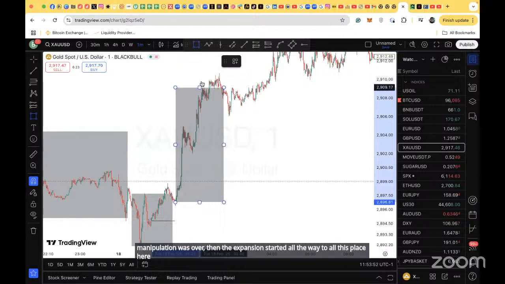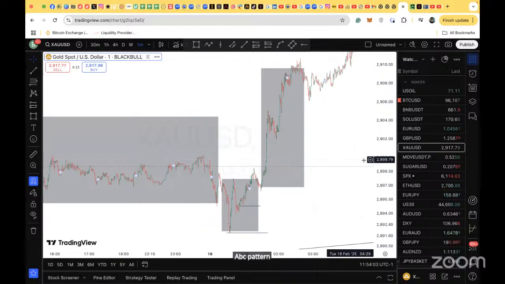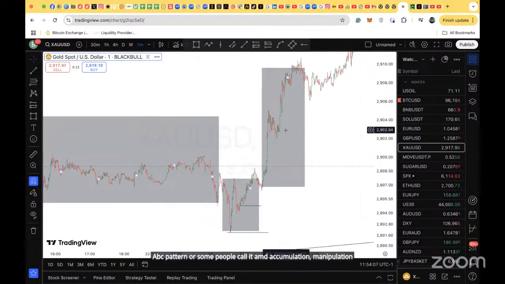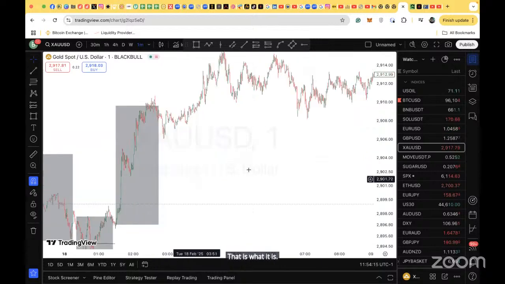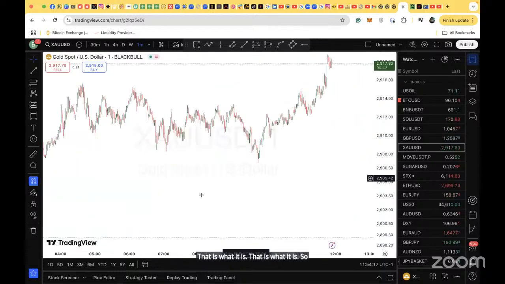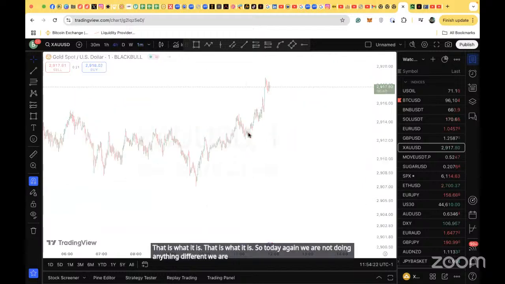So this is a full typical ABC pattern, or some people call it AMD: accumulation, manipulation, distribution. That is what it is. So today again, we are not doing anything different. We are still repeating the same thing.